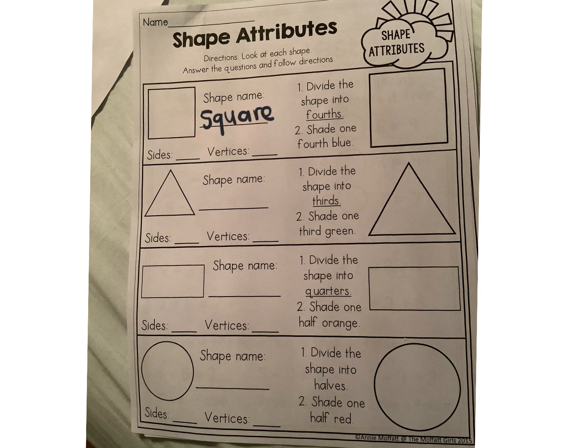And how many sides does a square have? It's 4. So how many vertices? 4. Good, so the step 1 says divide the shape into fourths. So I'm going to divide this into 4, and then it says shade 1/4 blue. So I'm only going to be coloring this one side right here, and I'm going to color it blue.